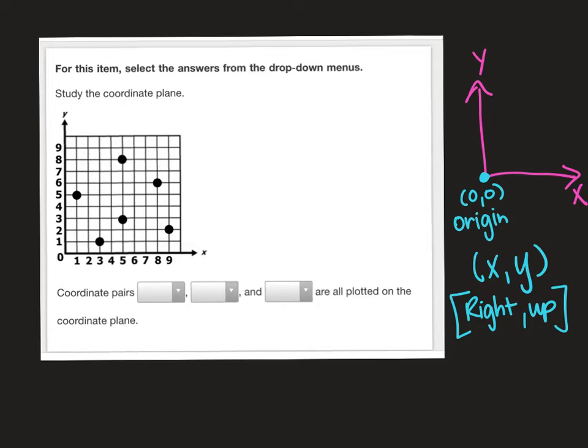So if they give you the point, let's say 2, 3, then that means you're going to go right 2 and up 3. And remember that you're always starting from that origin, okay? That origin right here. So if I was going to do 2, 3, I would just say 1, 2, then 1, 2, 3. Obviously it'd be a little easier if there were lines on it, but I just wanted to review this with you.